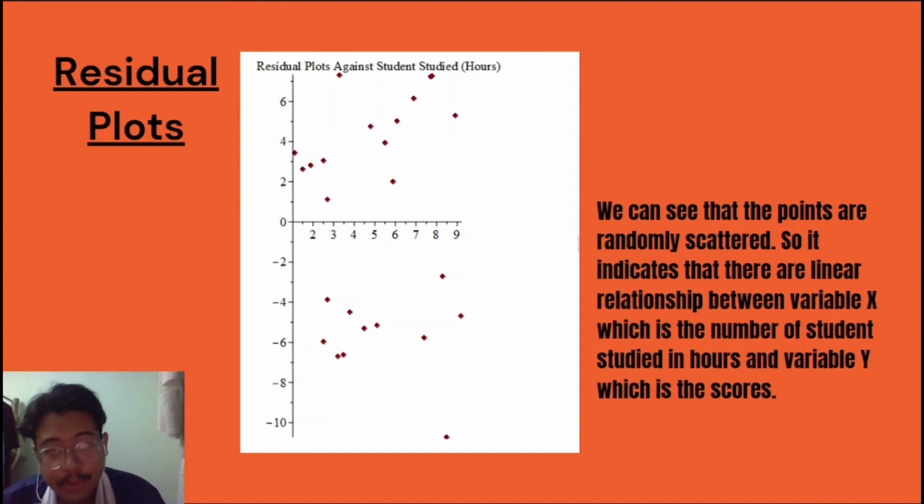Next is the residual plot. Based on the residual plot, we can see that the points are randomly scattered throughout the plot. So it indicates that there is a linear relationship between variable x and variable y, where our variable x is the number of students studied in hours, and our variable y is the student score. So we can say the quadratic model is a good model.